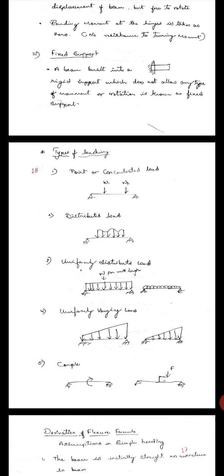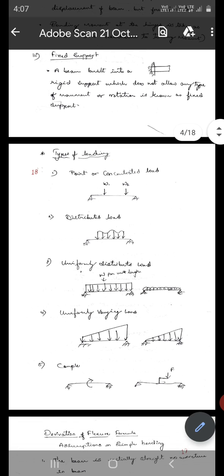Fourth one, uniformly varying load. A beam carrying an increasing amount per unit length is called a uniformly varying load, as you can see from the figure. Couple. A beam carrying a rotating force, a turning moment, is called a couple.